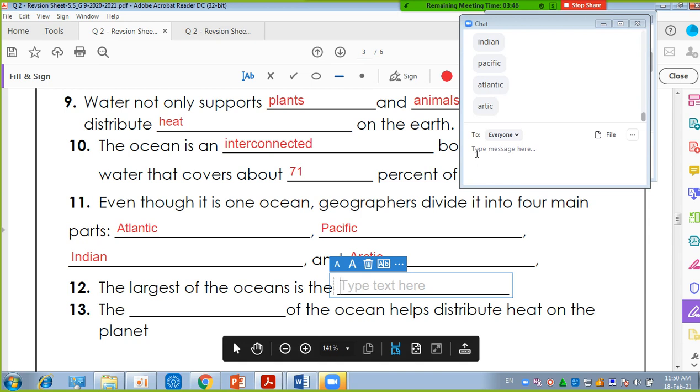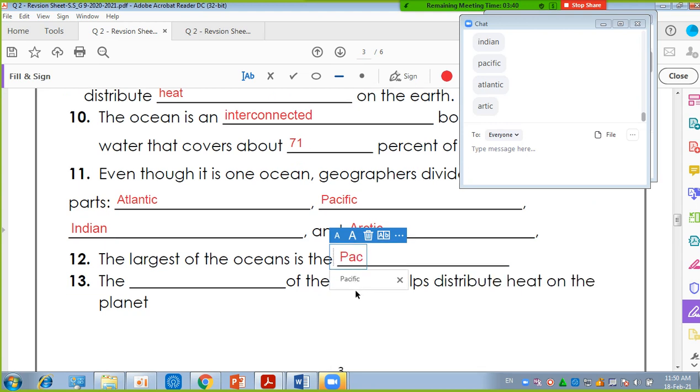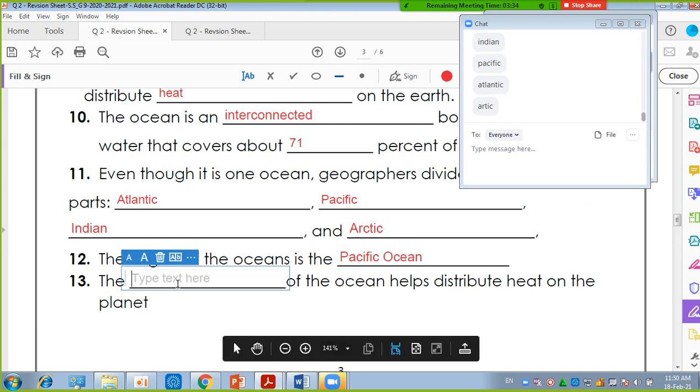Number 12. Miss, Muhammad Goma. Pacific. Yes, excellent. The Pacific Ocean. Thank you, Muhammad. Number 13.